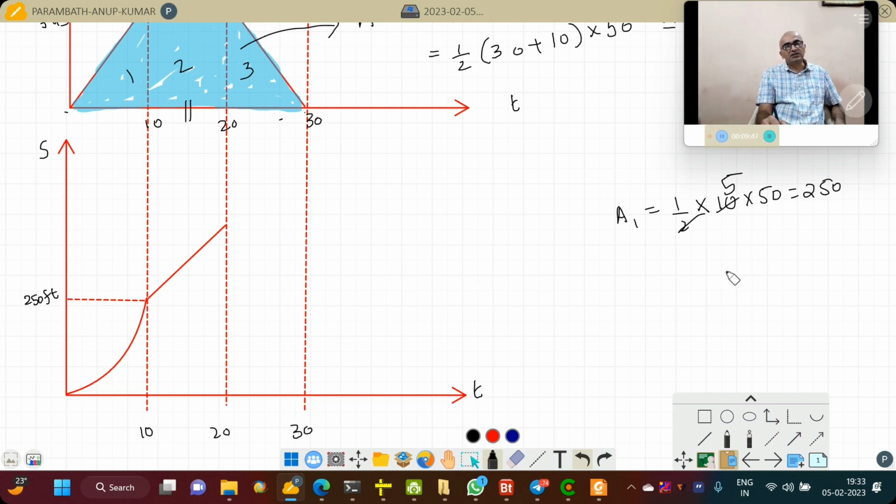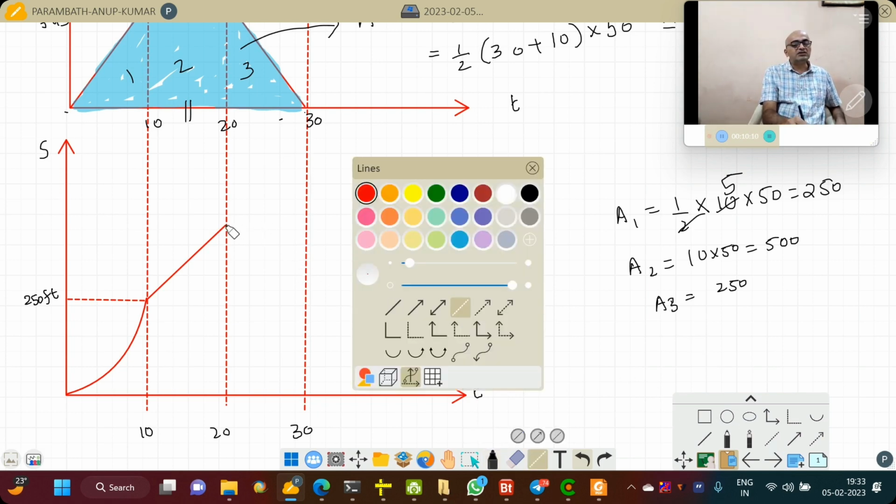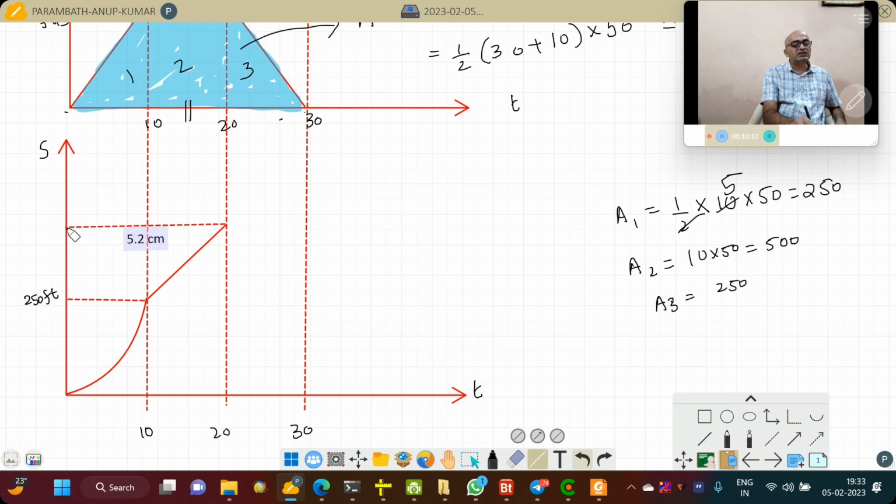And after that, the area of the rectangle is of region 2, A2. A2 will be half, not half. It is simply a rectangle. Therefore, simply 10 into 50, that is 500, and A3 will have the same area, that is 250. Therefore, the next corresponding line, I am referring to this. This is marked as 500 feet.